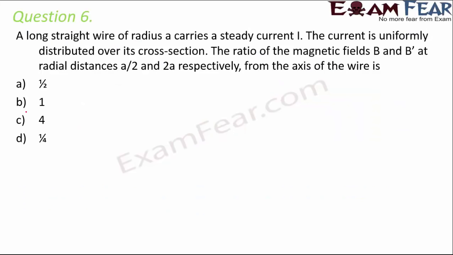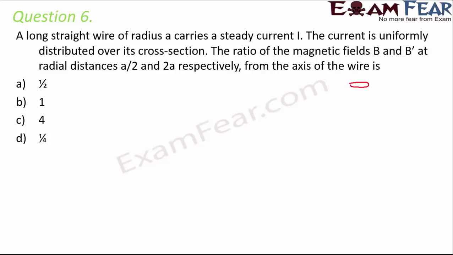Question number 6. A long straight wire of radius A carries a steady current I. The current is uniformly distributed over its cross section. The ratio of the magnetic fields B and B dash at radial distances A by 2 and 2A respectively from the axis of the wire is.